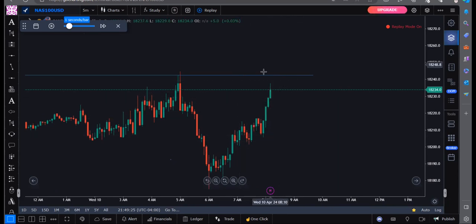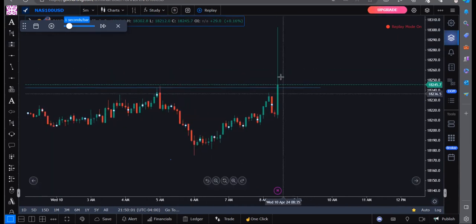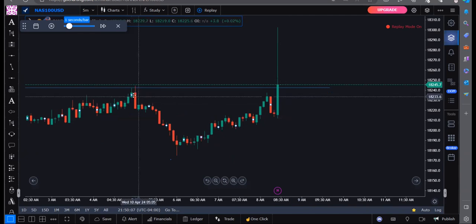Okay, so we are close to market open, so let's just wait for a fake out and we can take our trade. So as you can see, guys, this was a huge liquidity rejection from this liquidity level, which was the previous daily high.